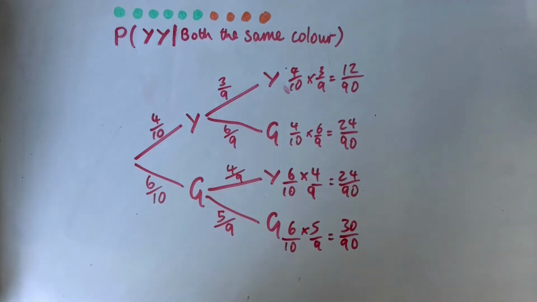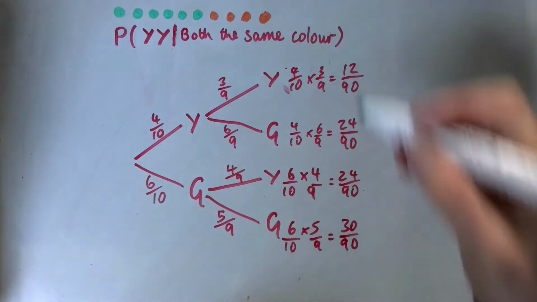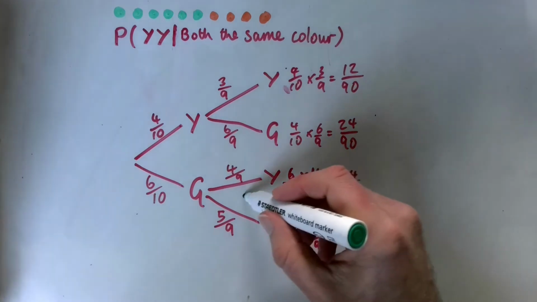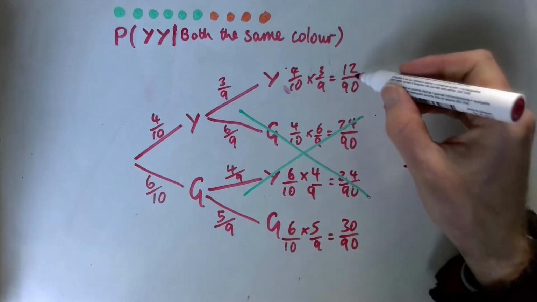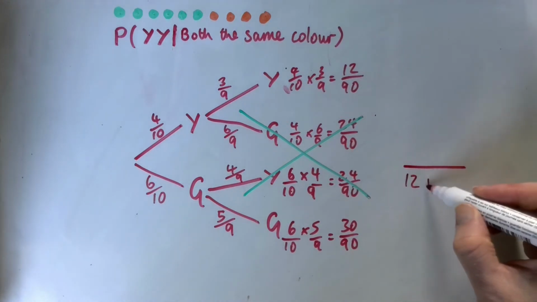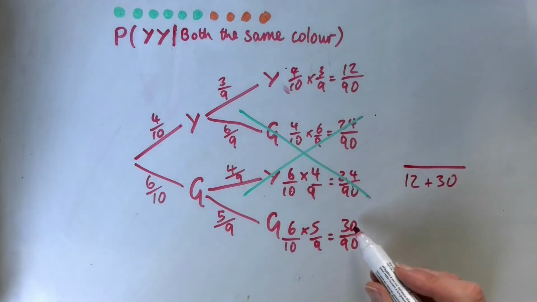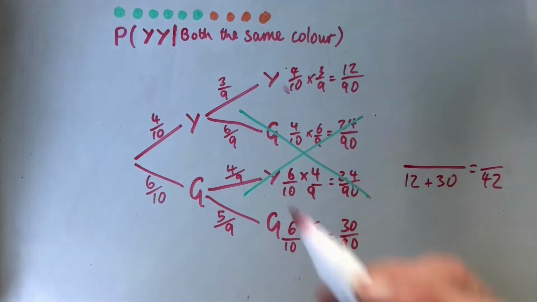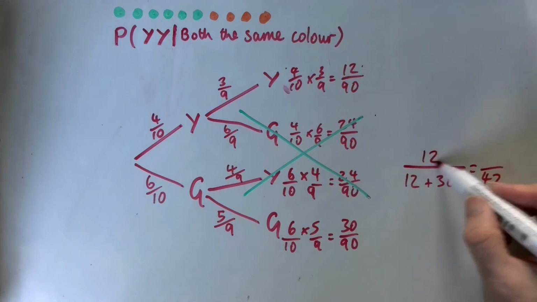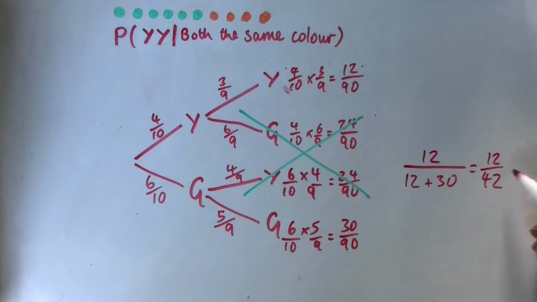Right, now we've been given that they're both the same colour. So what that means is none of this matters. We don't have 90 possible things anymore. The possible things that we have are the 12 up there and the 30 down here, which gives us a denominator of 42. And what we want is both being yellow, and there are 12 ways it could be yellow, so that gives us 12 over 42.